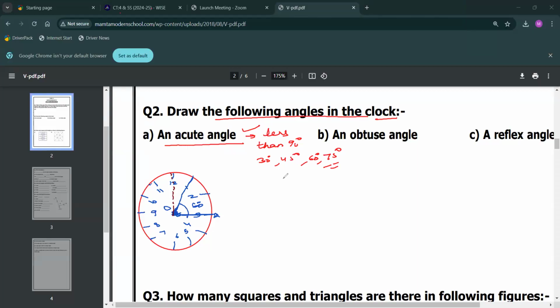Ma'am, can you show the obtuse angle? Yes. Now draw an obtuse angle. It should be greater than 90 degrees. What do you mean by obtuse angle? Greater than 90 degrees. Understood? Yes, ma'am.